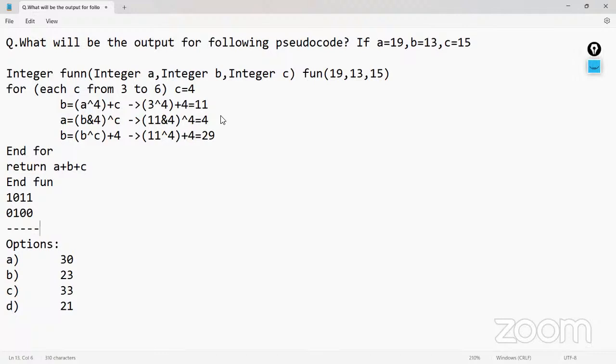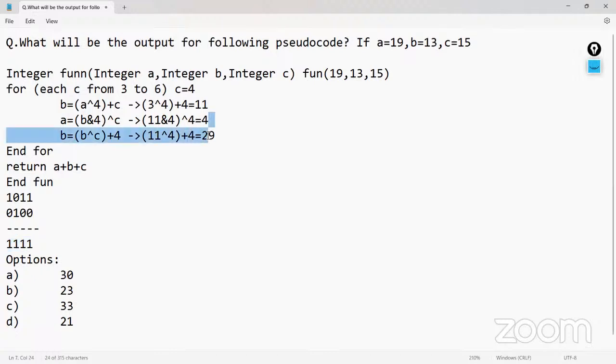Now we just need to calculate the XOR operation. XOR is what? Different, different, different, different. So all our values are different. That is 8 plus 4 plus 2 plus 1. 8 plus 4 is 12, and 12 plus 3 is 15. So 15 plus 4 becomes 19. So the final value of B is 19 and the final value of A for the second iteration is 4.